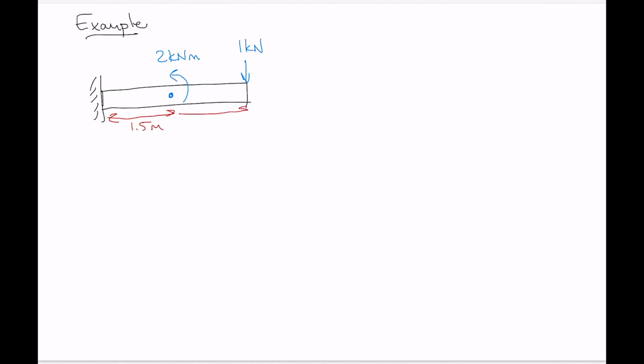Okay, so our example problem, we're going to have a cantilevered beam here, and it's fixed to a wall here, and let's put on our loads. We've got a 1 kilonewton load there, and then we're going to have a point moment right in the center that is going to be 2 kilonewton meters. And we'll put some distances on. This distance is going to be 1.5 meters, and this distance is going to be 1.5 meters as well.